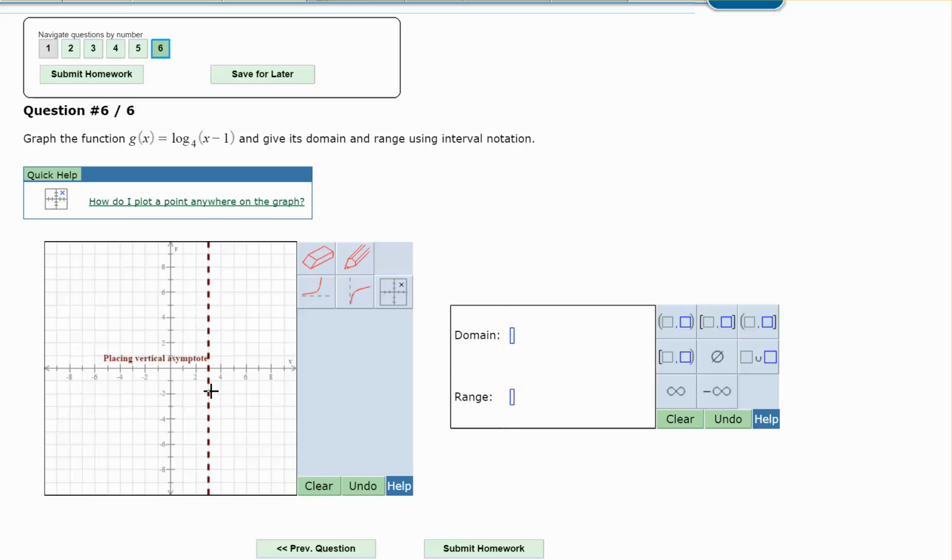You click on where your asymptote goes first. So you said the asymptote was at 1. You plot the first point, which was at (2, 0), and the second ordered pair we got was at (5, 1), and then you're done with the graph.